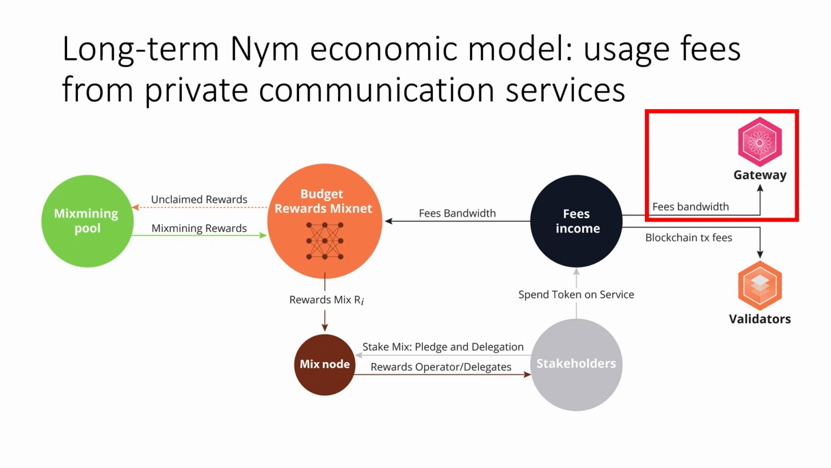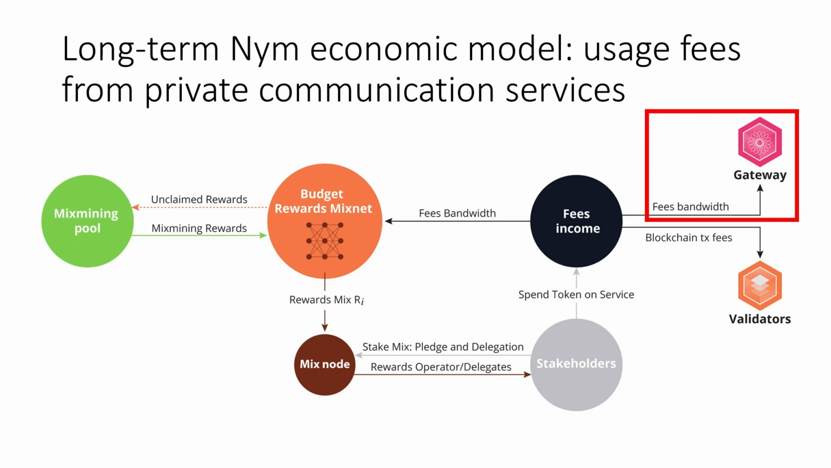Okay, so let's go back to the stakeholders. They have some NYMs, and they can do two things with these NYMs. Okay, they can spend them on using the service. So I have whatever 10 NYMs. I'm going to convert them into bandwidth, and I will get some amount of gigabytes that I can send through the network. So this is one thing I can do. I spend the NYMs on the service, or I can stake my NYMs on mix nodes, and I'll come back to that. Okay, so let's follow first the fees.